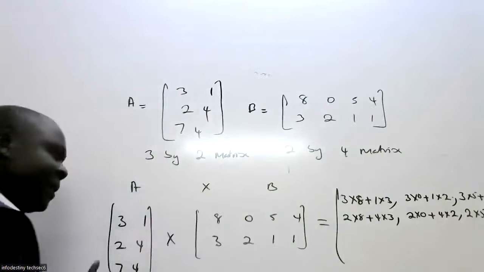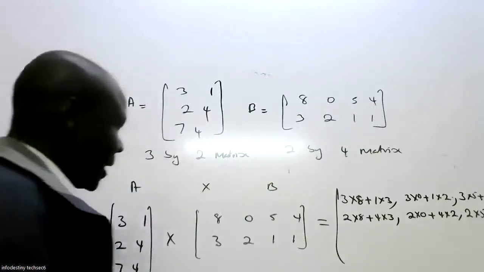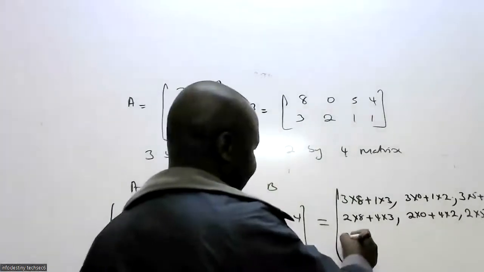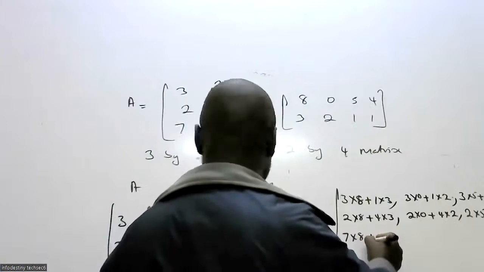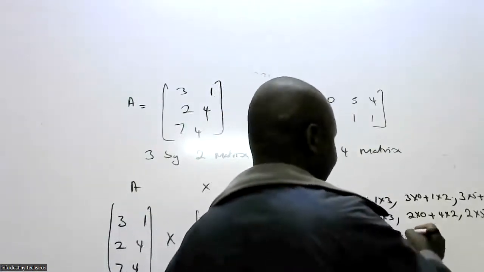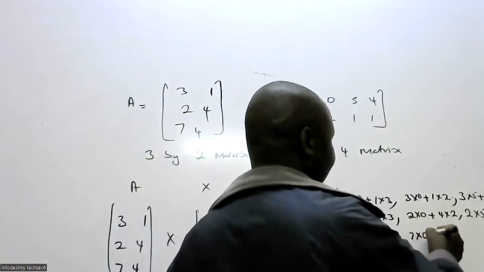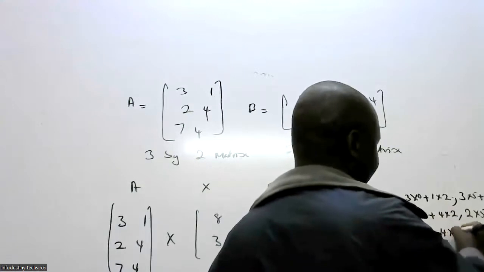Now the third row, I start again. 7 times 8 plus 4 times 3. 7 times 0 plus 4 times 2.